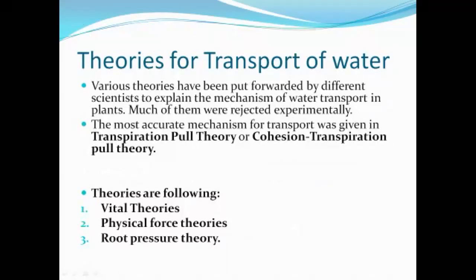So let's name those theories. Some of the theories were called vital theories, in which the scientists believed in the role of the living cells in the xylem, and we all know that the only living cells in the xylem are the parenchyma. Fibers, tracheids, and vessels are all dead. Some scientists believed that the parenchyma cells, being living, show some kind of activity, maybe pumping or pulsation, like the cells in the lungs.